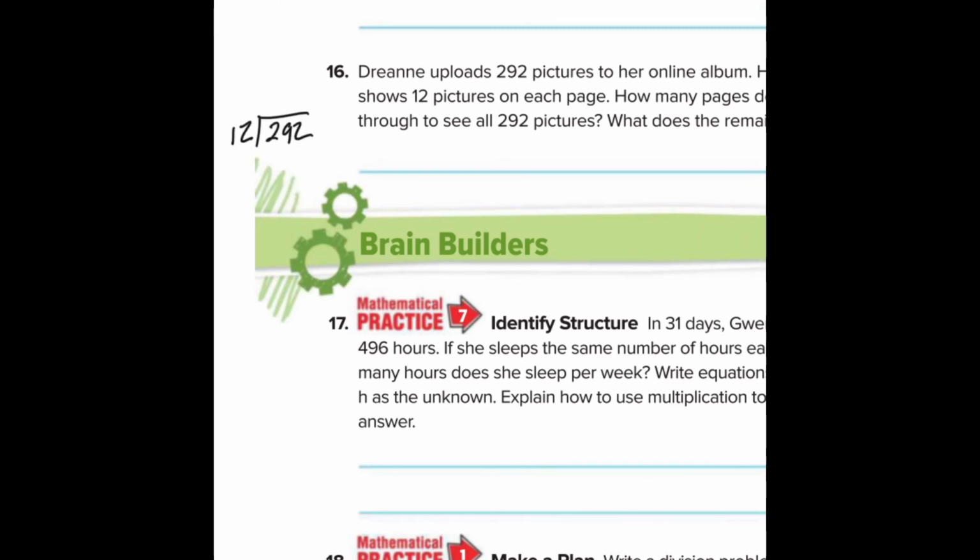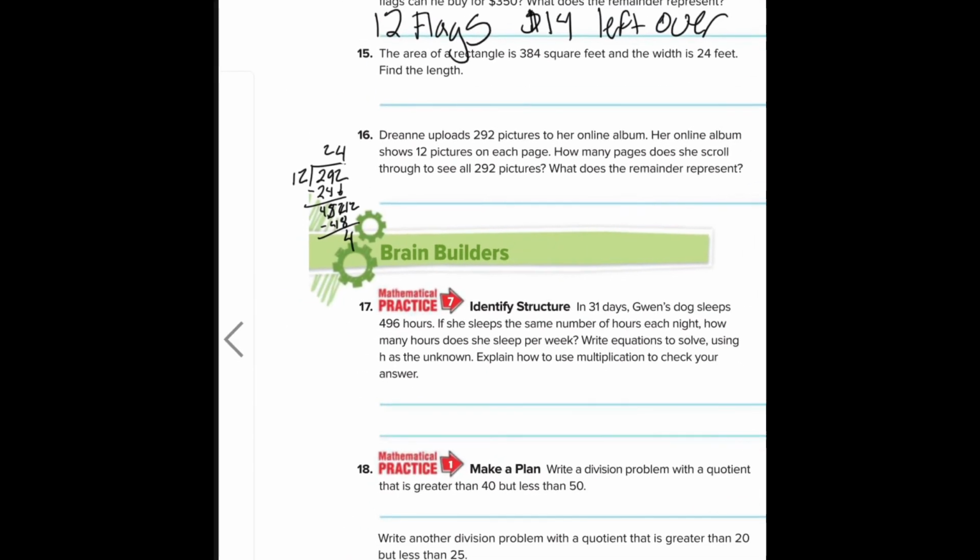All right, 12 will not go into 2, but 12 will go into 29 at least twice. 2 times 12 is 24. And 9, subtract 4 is 5. Bring down the 2. 12 will go into 52 at least 6 times. Nope, wrong answer. It'll go into it at least 4 times. 4 times 12 is 48. Almost made a mistake there. Okay, that's going to be a 4. This is going to be 12. 8, 9, 10, 11, 12. There's going to be 4 left over.